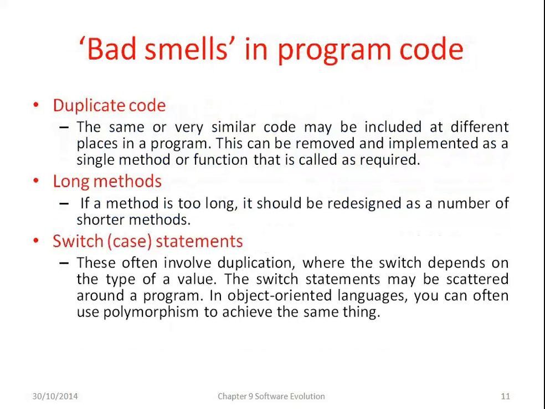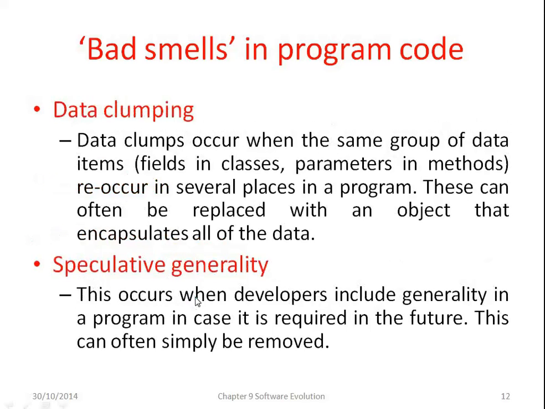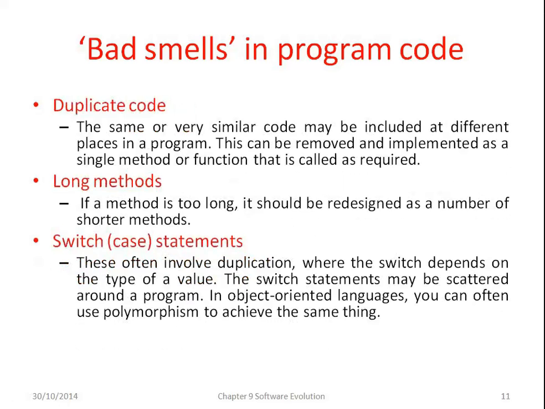Bad smells in program code. There are some bad smells in program code: duplicate code, long methods, switch statements, data clumping, speculative generality. Duplicate code: the same or very similar code may be included at different places in a program. This can be removed and implemented as a single method or function that is called as required. So this is the bad smell, duplicate code.